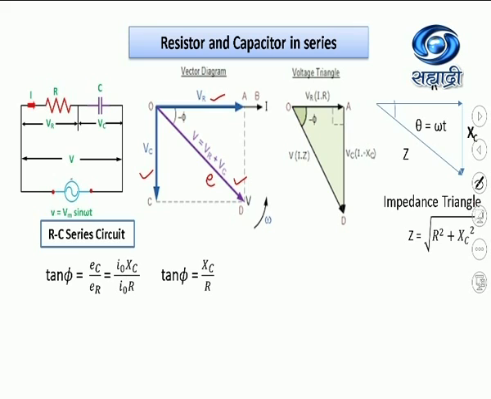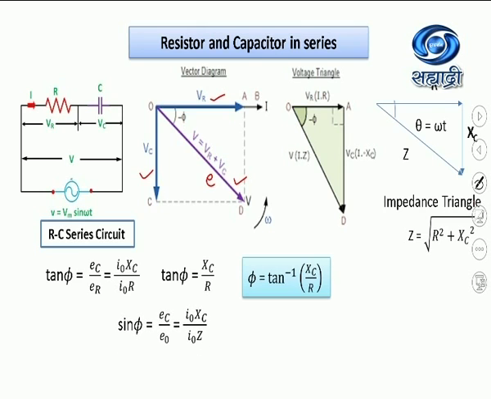Now let us find tan phi. Tan phi is equal to EC upon ER. EC is equal to I naught into XC. ER is equal to I naught into R. So tan phi is equal to XC upon R. So from this, the phase angle phi will be tan inverse of XC upon R.